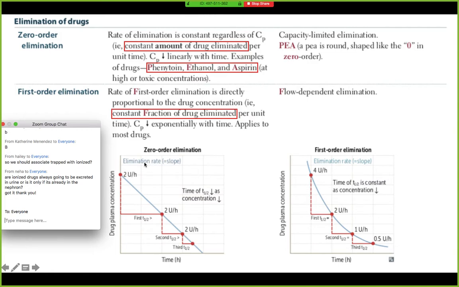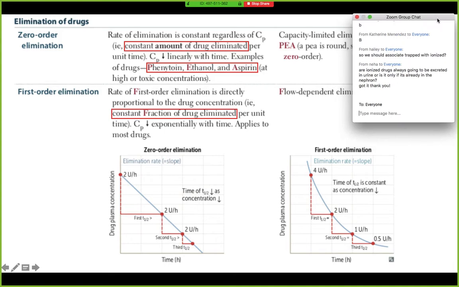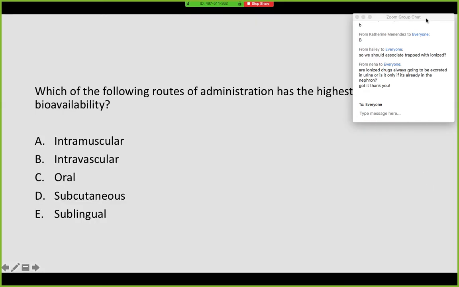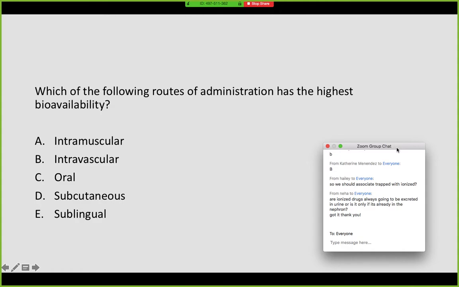The other important thing to realize would be how to calculate half-life by looking at a graph. But I'm going to skip that for now because I have practice questions to go over that. Just make sure you know how to calculate half-life by looking at a graph. So we'll go over that in just a minute. Okay, so time for some practice questions. Which of the following routes of administration has the highest bioavailability?